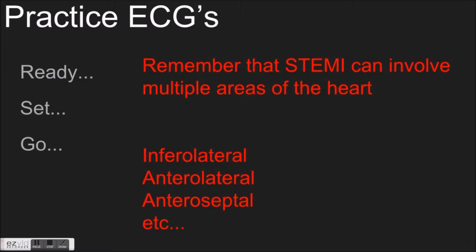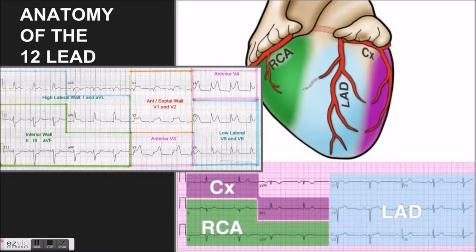Real quick rundown of the charting here. So we need to know what leads we're talking about. 1 and AVL are lateral, 2, 3 and AVF are inferior. Anterior is V1 and V2, as well as V3 and V4, and then your septal wall or your anterior can be V1 and V2. Generally, V1 and V2 are just called septal, and then you have what are referred to as the low laterals in V5 and V6. And there's a little controversy there, but we're not going to jump into it too hard. So let's just go straight to the first EKG.